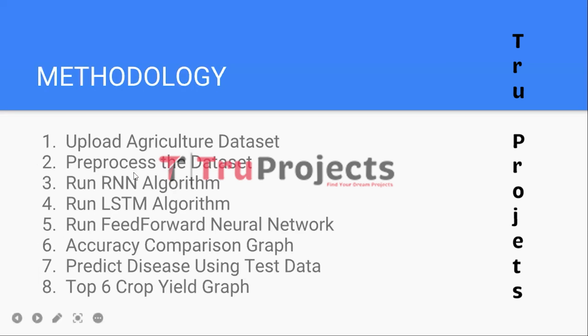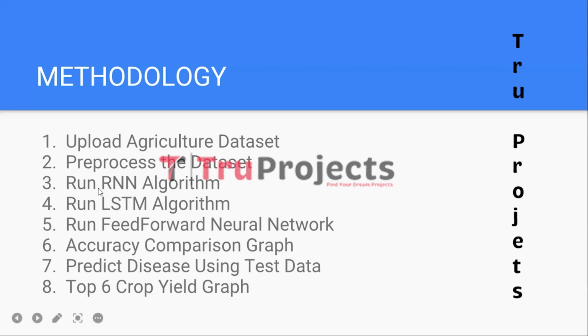These are the modules we developed to implement this project. The first module is upload the agriculture dataset. This dataset consists of information like location, year, land area, and many more. And the second module is pre-process the dataset. In this module, we are pre-processing the dataset by handling the missing data, by feature selection, and by splitting the data into the testing part and the training part.